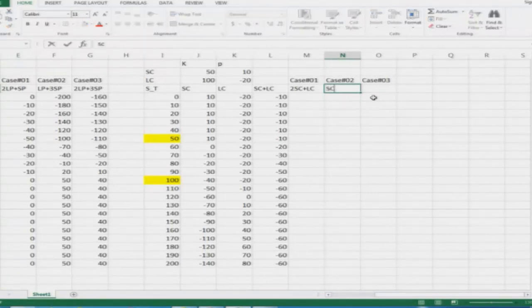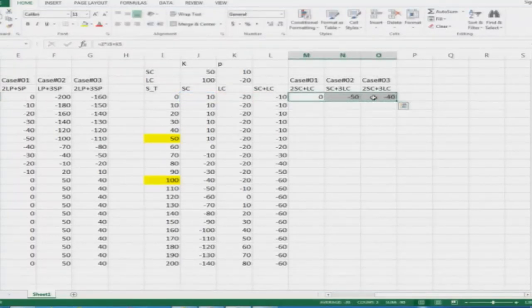So, you had 1 short call plus 3 long calls, and the final case was 2 short calls plus 3 long calls. So, let us draw it. 2 short calls plus 1 long call. This case was 1 short call plus 3 long calls. And fine, I'll copy it for all the cells under columns M, N and O here. And this was basically 2 short calls plus 3 long calls. So, let us copy it.